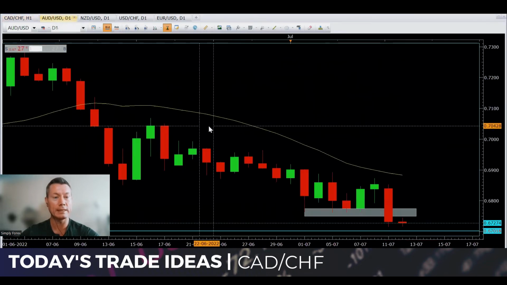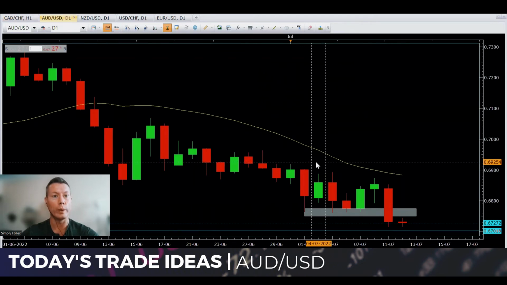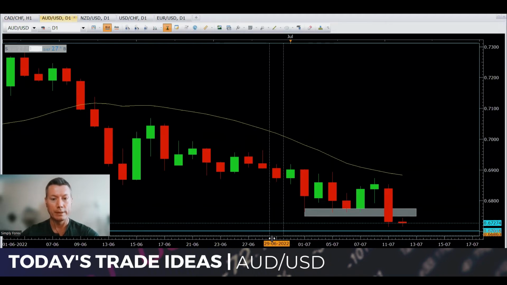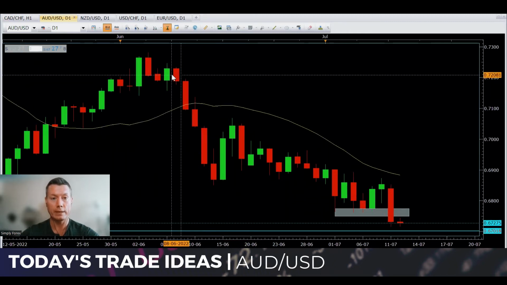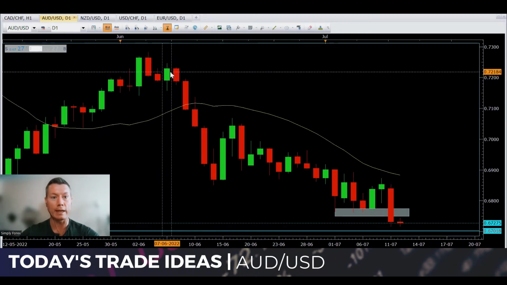Next trade is the Aussie dollar against the US dollar. Okay, so we're seeing US dollar strength across the board, guys, but I'm just trying to choose the ones that give us the best setup. And we are looking to short this market, yeah, like I said, Aussie dollar strength, US dollar strength. So price is clearly in a downtrend, guys.